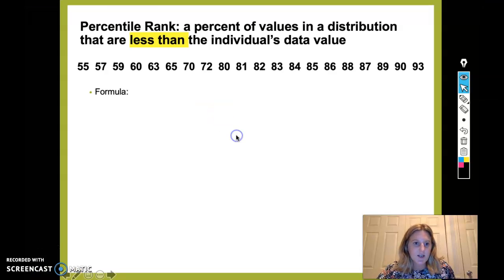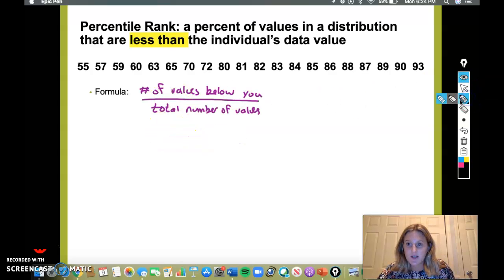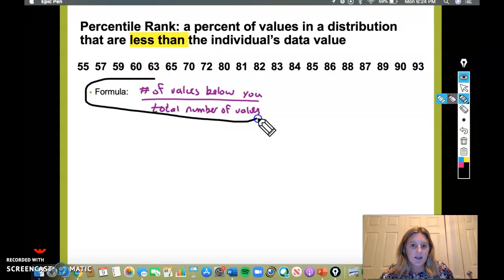And the first question is, the formula is to find his percentile. We're going to do the number of values that are below you divided by the total number of things you have in your list. This is the formula. I would get this in your notes somewhere. So to figure out someone's percentile rank, you just take the number of data points that are below it, and you divide by the total number of data points you have in the list.